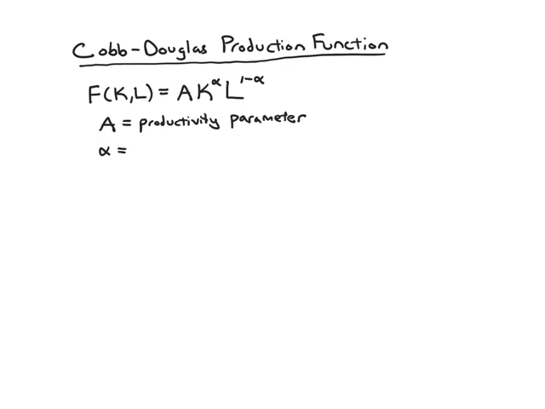Alpha is another parameter, and we call it the capital's share, which is kind of a strange name, but by the end of the video, it'll make sense. We'll come back to this, explaining why alpha is called the capital share parameter.